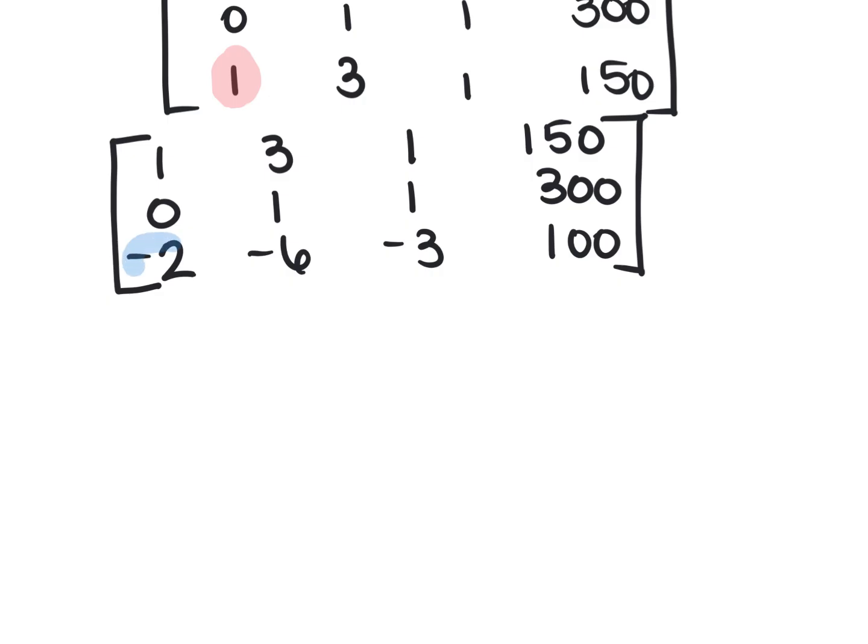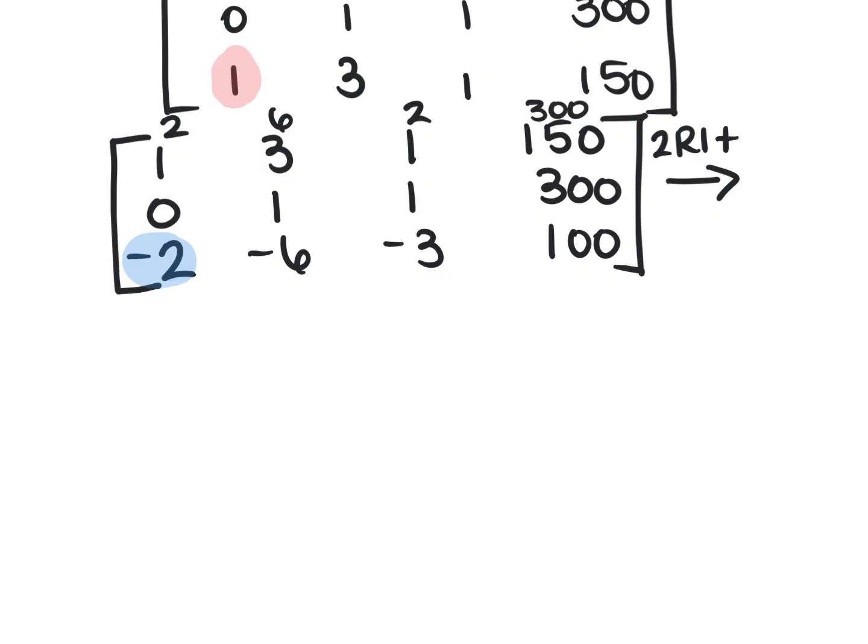And then the next thing I need to do is get a 0 right there. In order to make that happen, I'm going to have to take 2 times row 1. So I haven't left myself room, so I'll write kind of small. 2 times 1 is 2. 2 times 3 is 6. 2 times 1 is 2. And if I double 150, I end up with 300.